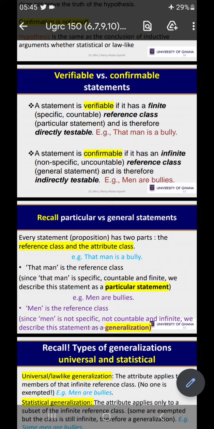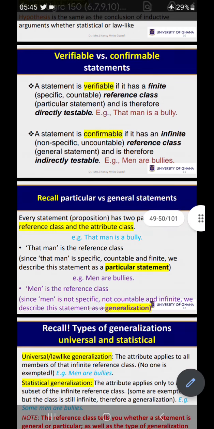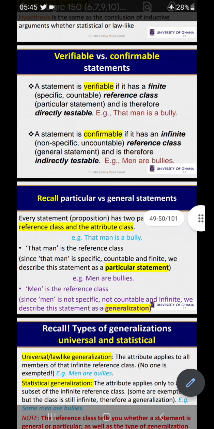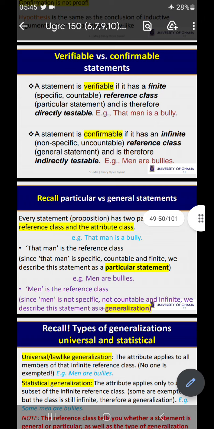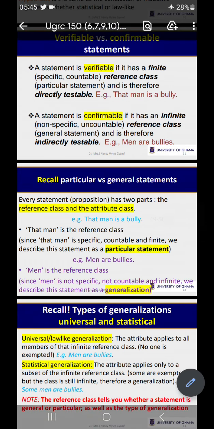Today is a new day and we're going to focus on a new topic. The topic for our discussion today is verifiable statement, confirmable statement, law-like hypothesis, statistical hypothesis, predictive power of hypothesis, enumeration, and causal reasoning. So that is going to be our topic for the day.